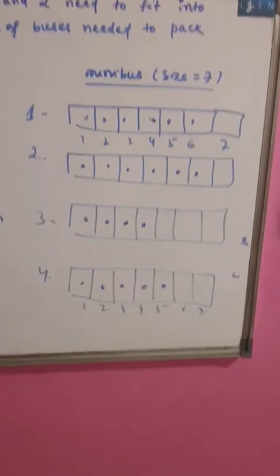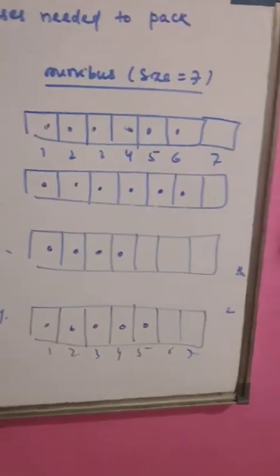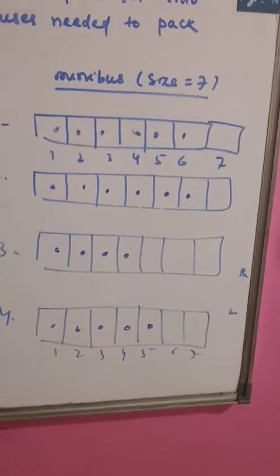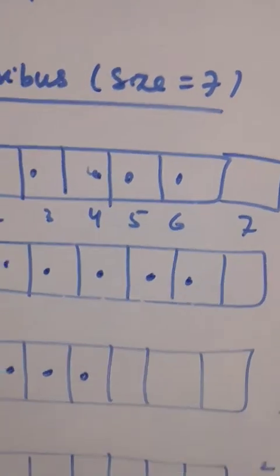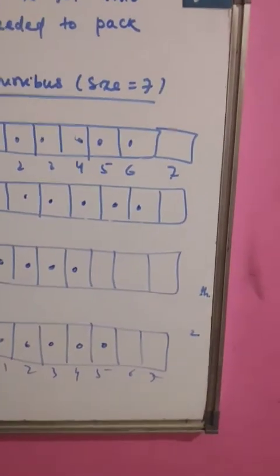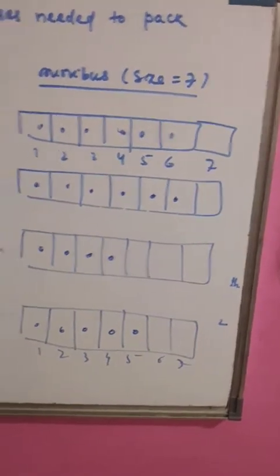But look at the solution we have got. The number of buses required is 4, but the number of seats vacant here is 1, next one is 2, next one is 3, next one is 2. So 3, 2, 5, 6, 7.